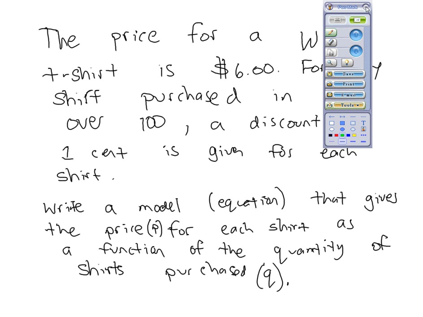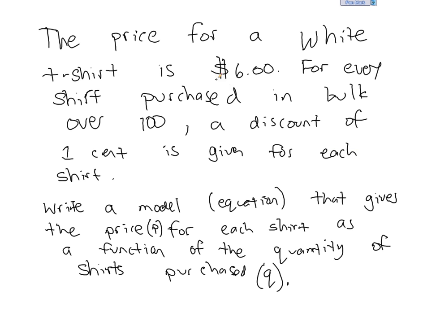So let's take a look at an example where we'll build a model and then we'll use function notation. This one says the price for a white t-shirt is $6. For every shirt purchased in bulk over 100, a discount of 1 cent is given for each shirt. So if I purchase 101, then I get a penny discount, so I'll only be paying $5.99 per shirt. If I buy 102, then I'll be paying $5.98 per shirt. Write a model, in this case an equation, that gives the price, which we'll use a P to represent, for each shirt as a function of the quantity of shirts purchased, and we'll use Q to represent quantity.